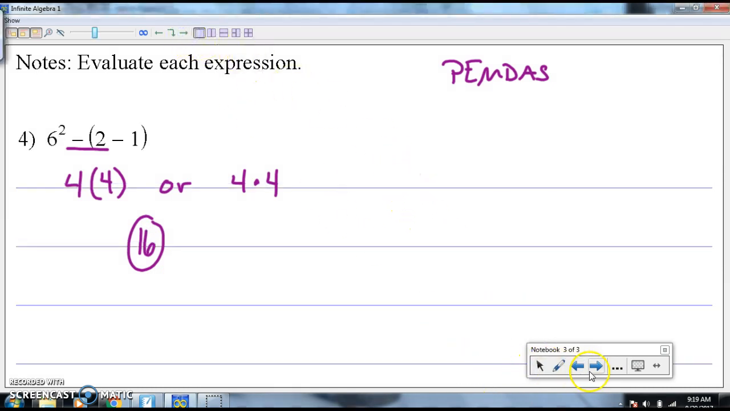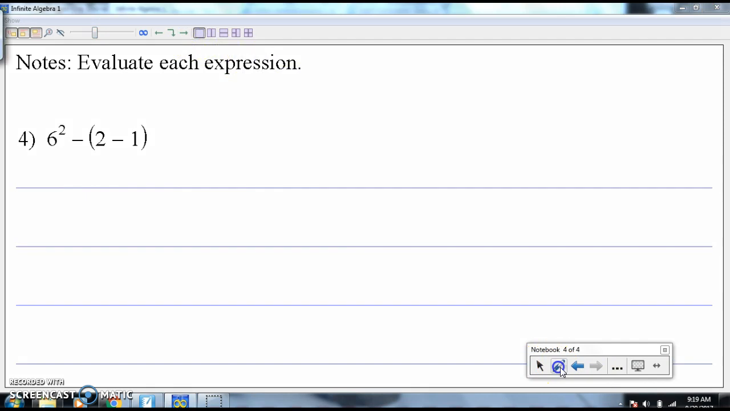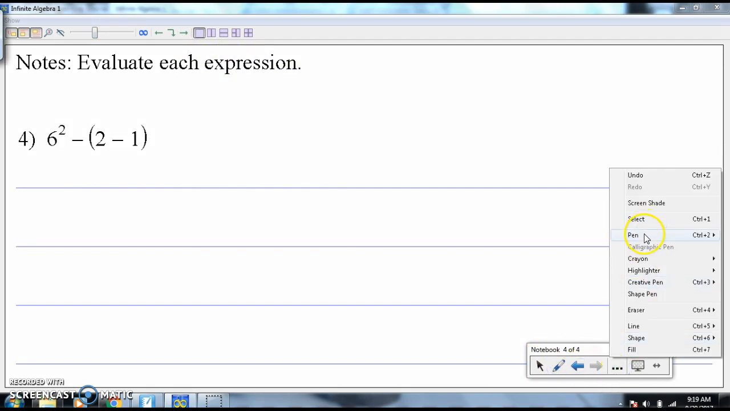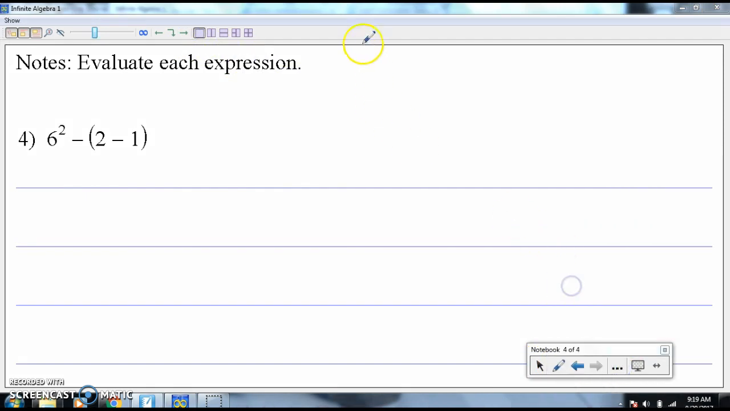Let's go ahead and do number 4. Okay? Adding an extra step here this time. So looking at our PEMDAS, we have parentheses and then exponents, multiplication, division, and addition and subtraction. Okay, so we have parentheses here. We're going to go ahead and do those first. So in my parentheses, 2 minus 1 gives me 1. Now again, you could put parentheses around that. I'm actually going to get rid of them this time because I don't really need them there.